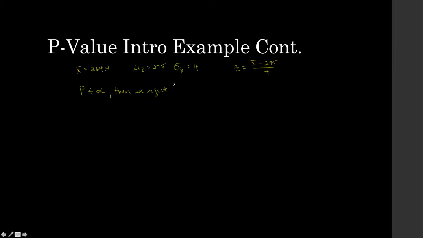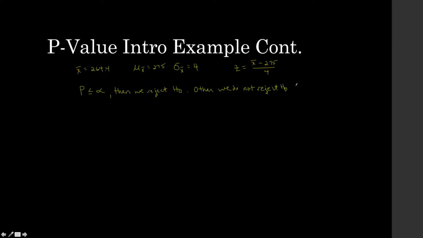We reject the null. Otherwise, we do not reject the null. This is our criterion for a p-value problem.